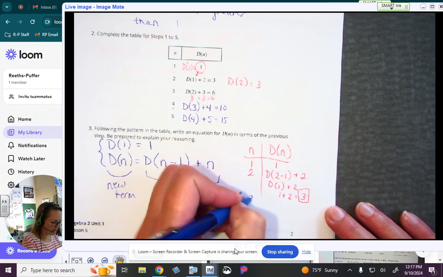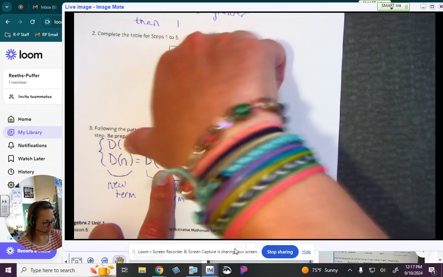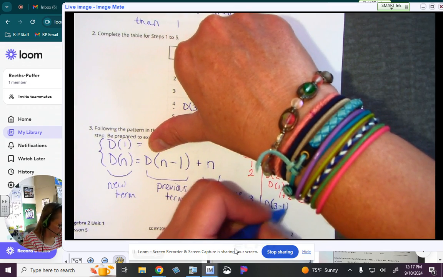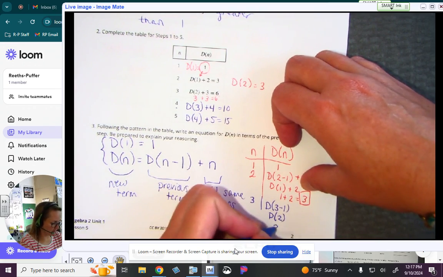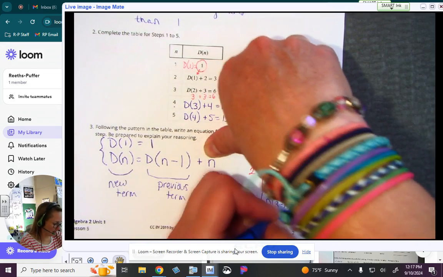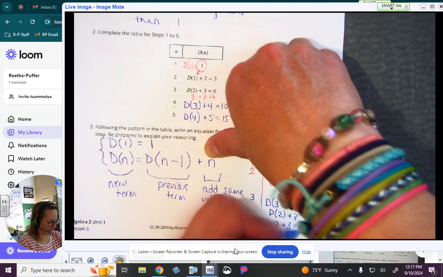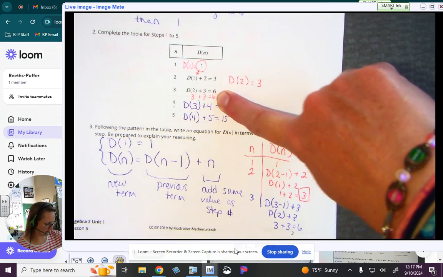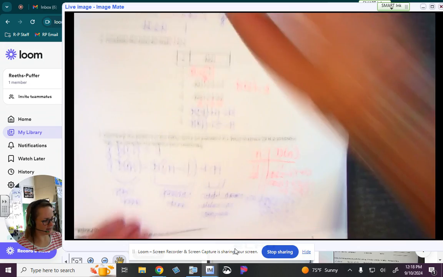So for my third step, that's telling me I'm going to replace all of the n's with the number 3, because that's the step I'm looking for. d of 3 minus 1, which is d of 2, which we already said is 3 dots. But I also have to add n. I have to add 3 to it. And I am getting that same pattern going on here. All right, we're going to keep on practicing this, no worries.